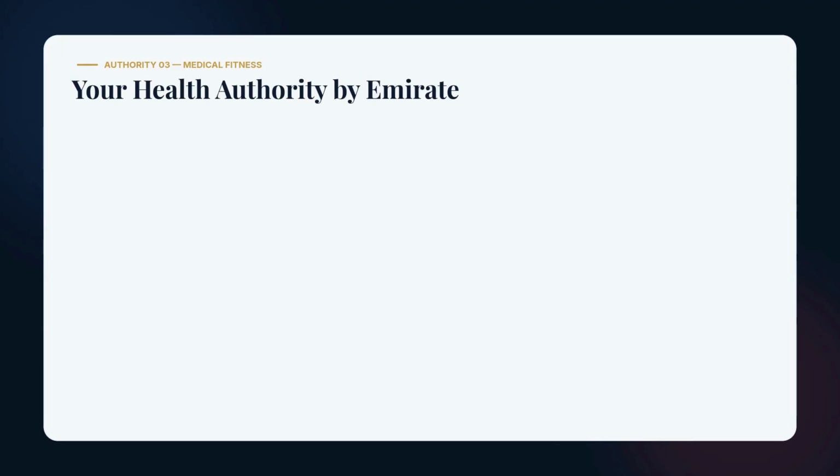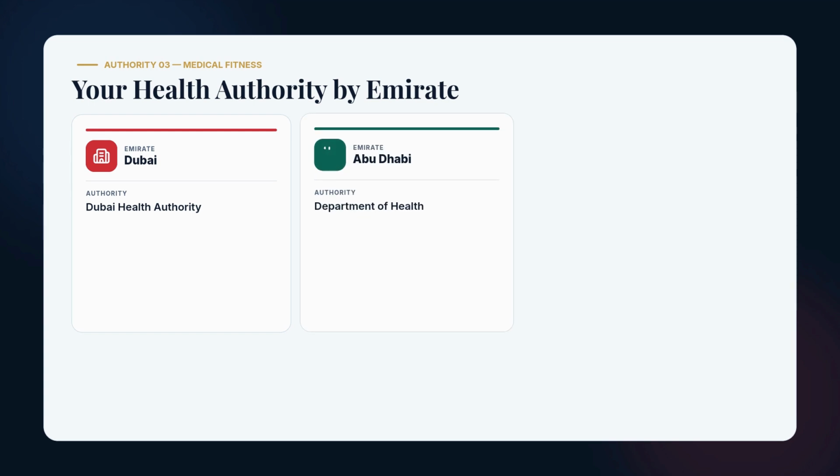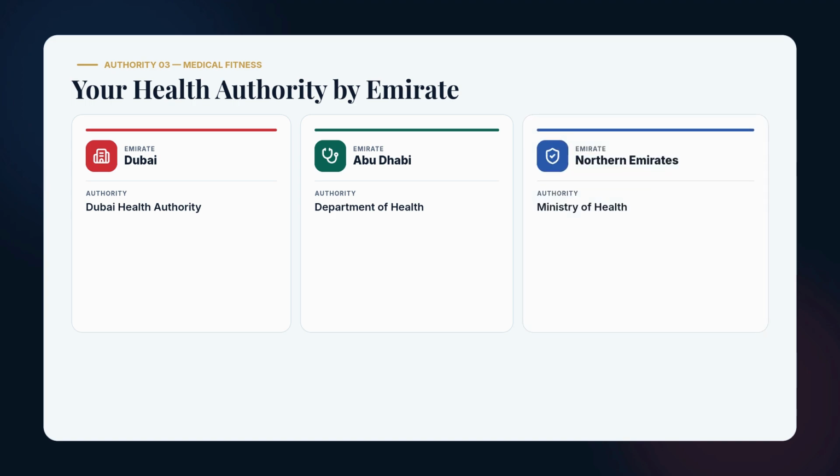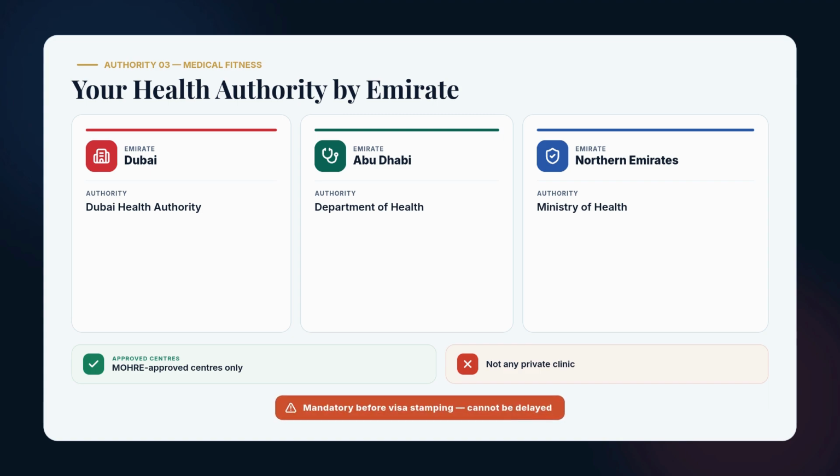And the third authority, the Health Authority, controls the medical fitness component. In Dubai, that is the Dubai Health Authority, the DHA. In Abu Dhabi, it is the Department of Health, DOH. In the Northern Emirates, it is the Ministry of Health. This medical step is mandatory before the residence visa can be stamped. You cannot bypass it. You cannot delay it beyond the deadline without consequence.